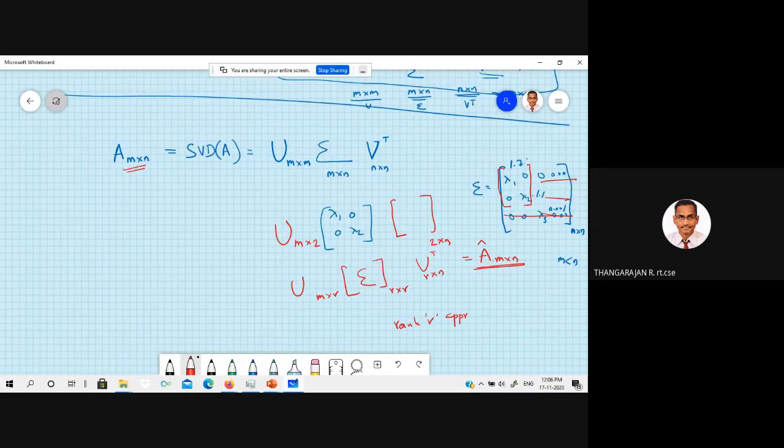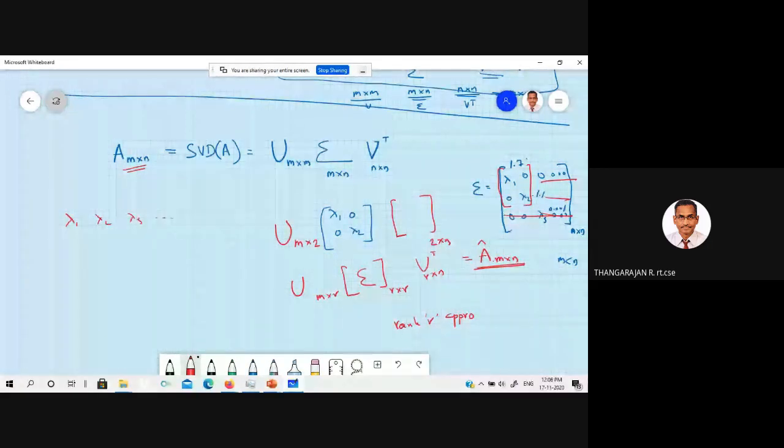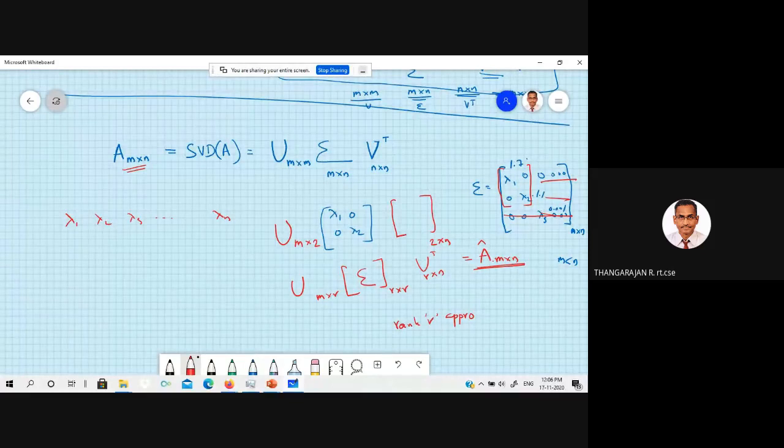I am just taking only those dominant eigenvalues which are important to me. For example, you have n number of eigenvalues, lambda 1, lambda 2, lambda 3, up to lambda n. I may take up to lambda r. I may take only these eigenvalues, so I'll take a rank R approximation. The values from lambda r plus 1 to lambda n I don't consider because they are very small. So only these I take.